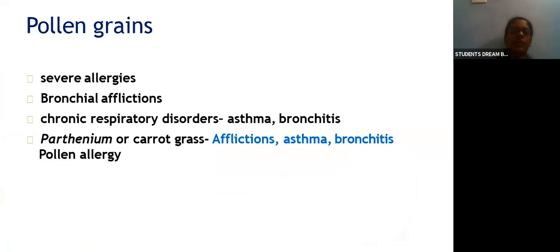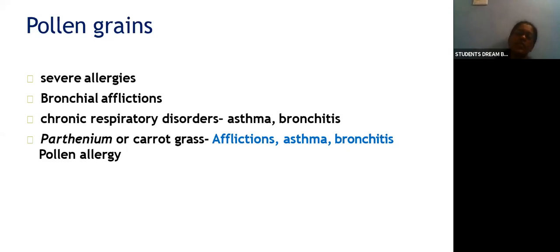You would have heard about pollen allergies. These pollen grains have the capacity to cause severe allergies. It will cause bronchial affliction. So what is affliction? It is causing harm or pain in the bronchus. That is bronchial afflictions. It is also capable of producing chronic respiratory disorders like asthma, bronchitis, etc.